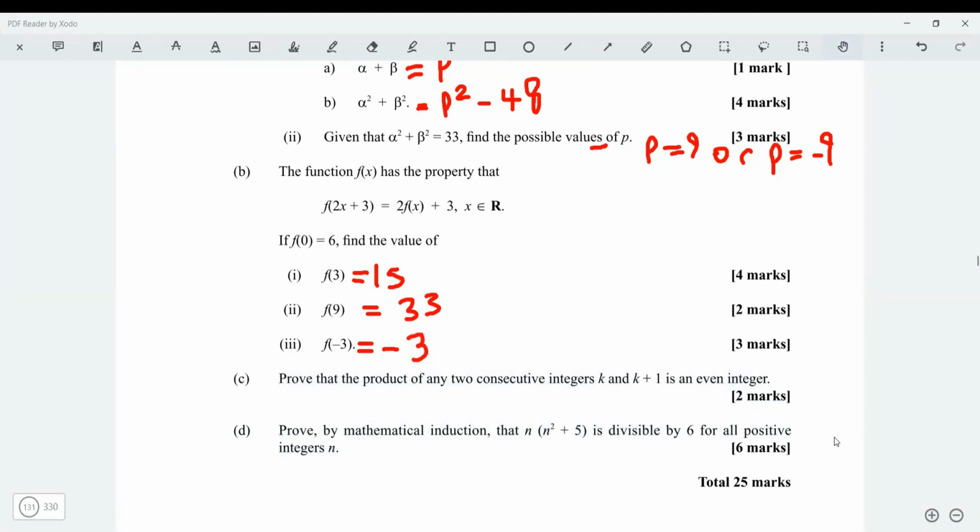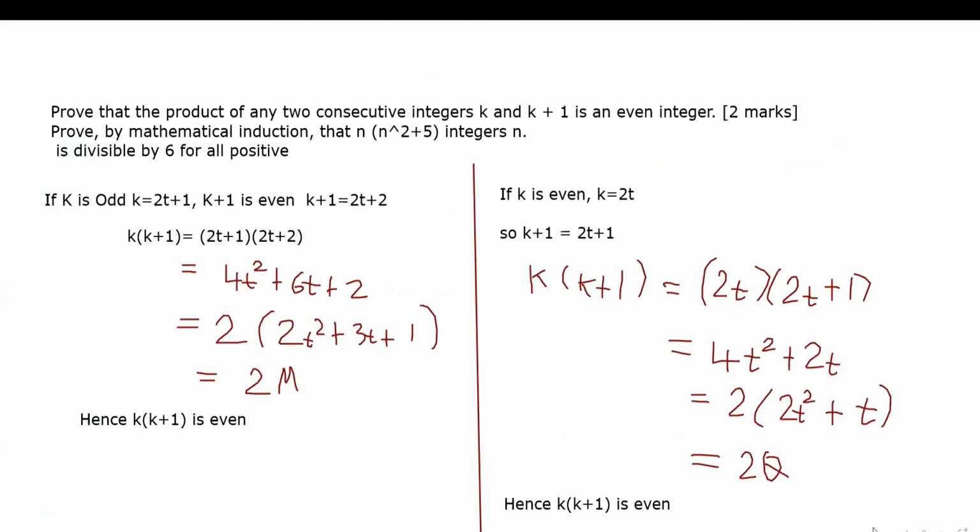Now the induction part, we're gonna breeze through this. Prove that n times n squared plus 5 is divisible by 6 for all positive integers. So we need to show that this is divisible by 6 for all n, where n is a natural number. So first, Marika, we'll start with step 1, we let n equal to 1.